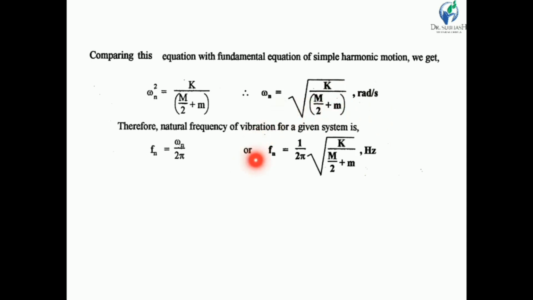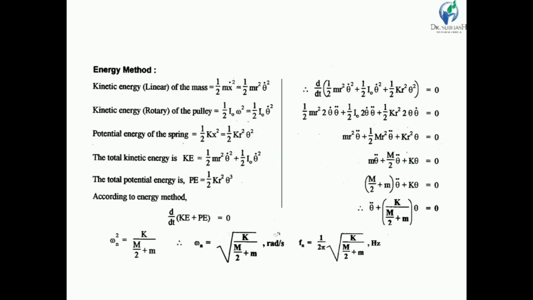Now we derive this same equation by using the energy method. So we know that for a mass having linear motion, the linear kinetic energy of the mass is 1/2 m x dot square. So we can say that x dot is r into theta dot, so it is equal to 1/2 m r square into theta dot square. Now the pulley having rotary motion, the kinetic energy of the rotary pulley is equal to 1/2 I O into omega square, so 1/2 I O into theta dot square. So theta dot is the angular velocity.